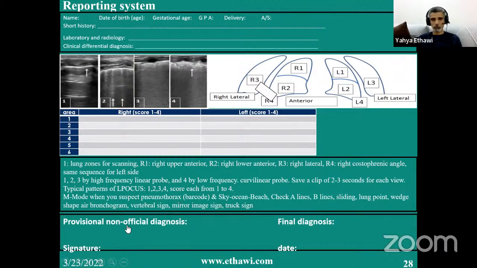Then you need to put your provisional, non-official diagnosis, and then somebody supervising you, until you achieve your target, gives you the final diagnosis. You always need to sign it and date it.